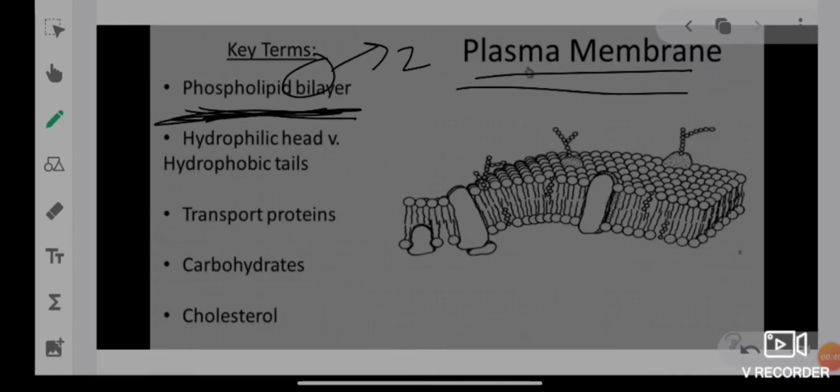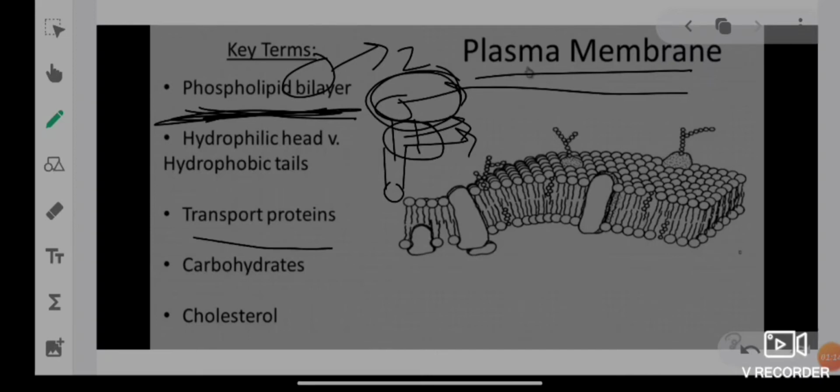It contains a phospholipid bilayer. Bilayer means two. It is arranged in two layers, which consist of a head and a tail. The head is hydrophilic, which is in contact with the water. Hydrophilic means water loving, or we can say it is not afraid of water. And the hydrophobic tail, hydrophobic means fear of something. The hydrophobic tail is afraid of water, so it is away from the water, and the hydrophilic head is in contact with the water and it forms hydrogen bonds with the water.